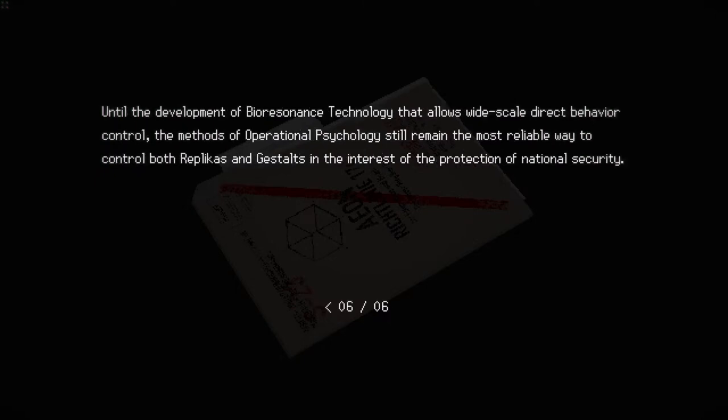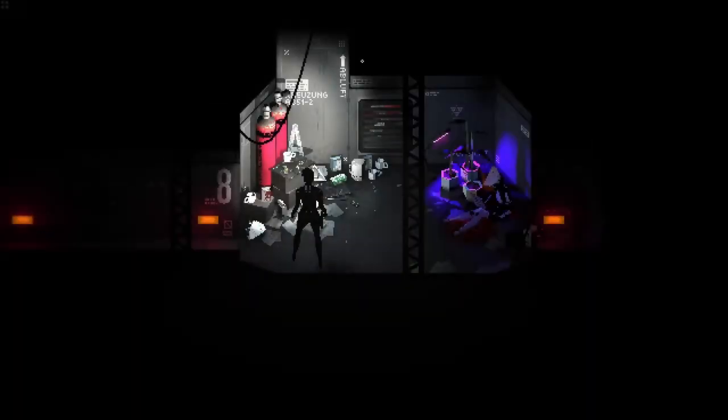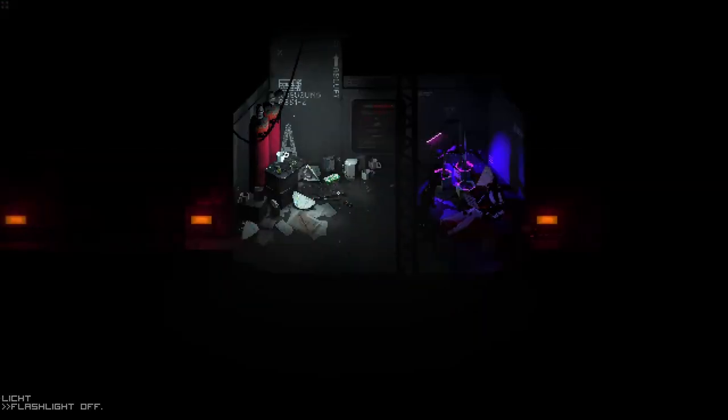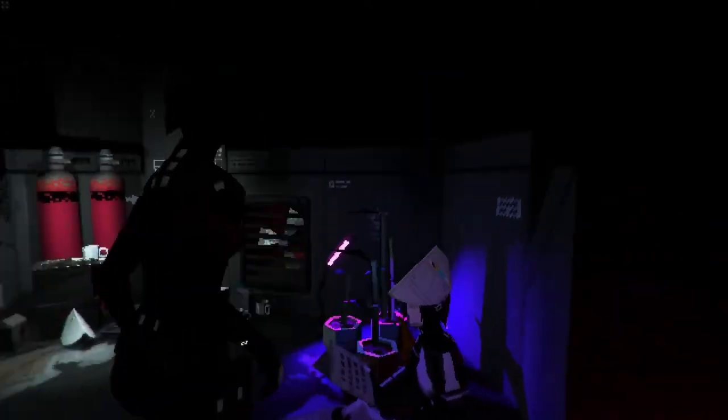Until the development of bioresonant technology that allows wide-scale direct behavioral control, the methods of operational psychology still remain the most reliable way to control both replicas and gestalts in the interest of the protection of national security. This document is huge lore-wise, with it providing greater insight into ideas like persona degradation, the nature of replicas, why replicas seem more steadily deployed than gestalts, as well as acknowledging the limits of the control that bioresonant units have.